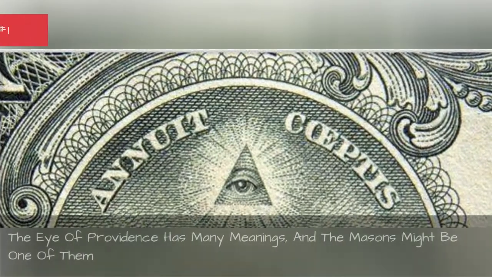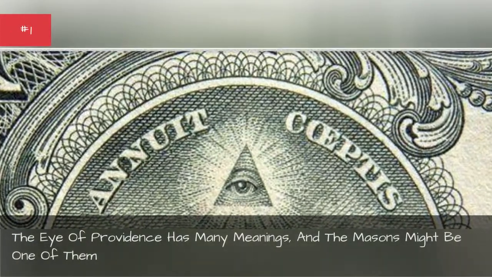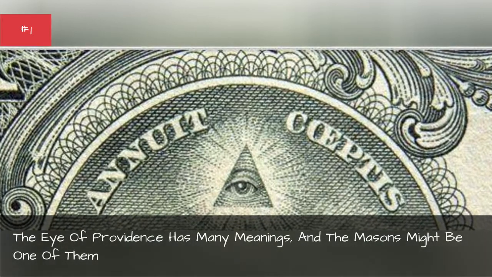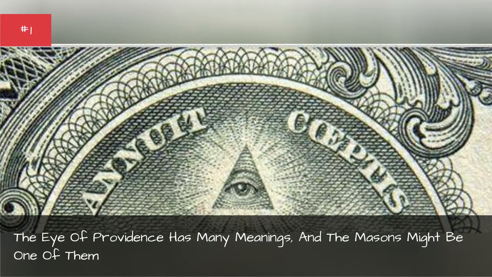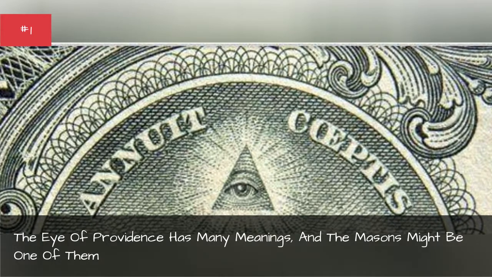The Eye of Providence has many meanings, and the Masons might be one of them.